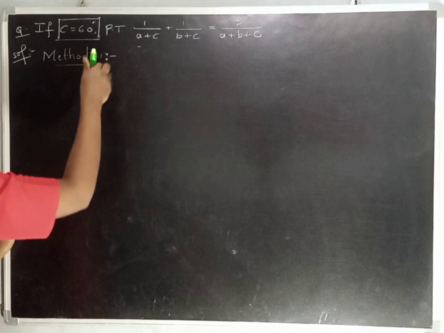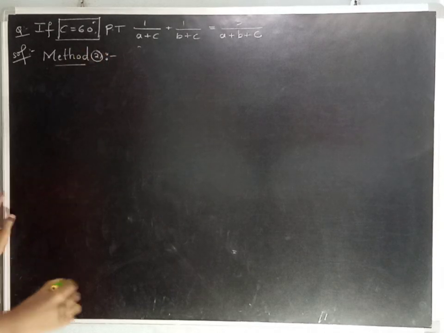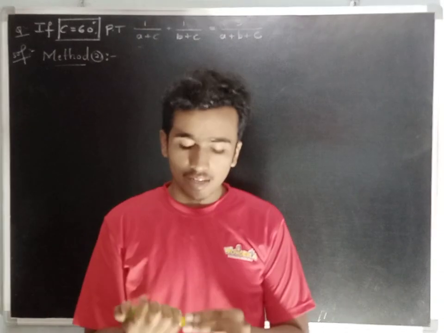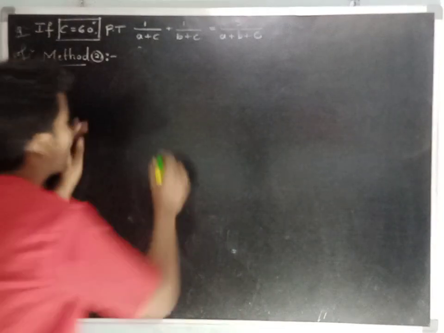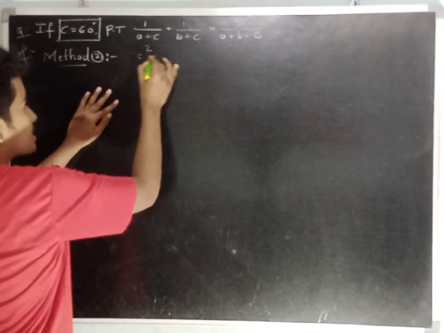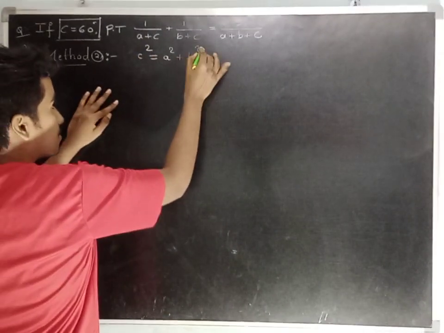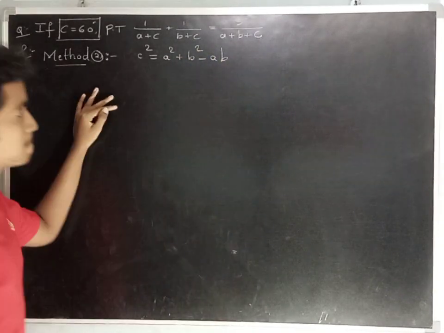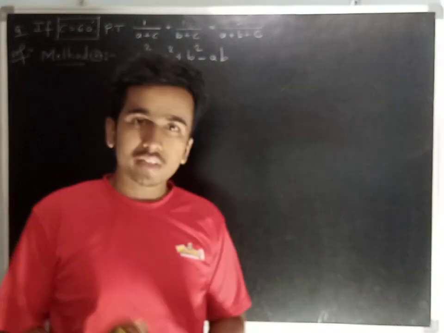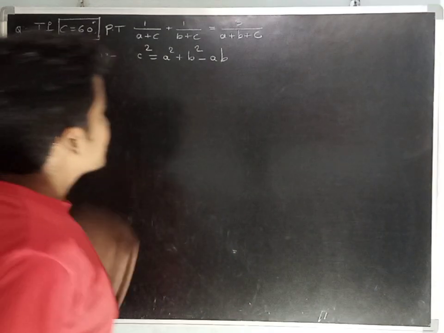So let's go for method 2. Let's discuss another way of proving the same relation. In the first method, we have already discussed that c square is equal to a square plus b square minus ab as per the given data. I have written here the same relation using the cosine rule: c square is equal to a square plus b square minus ab.